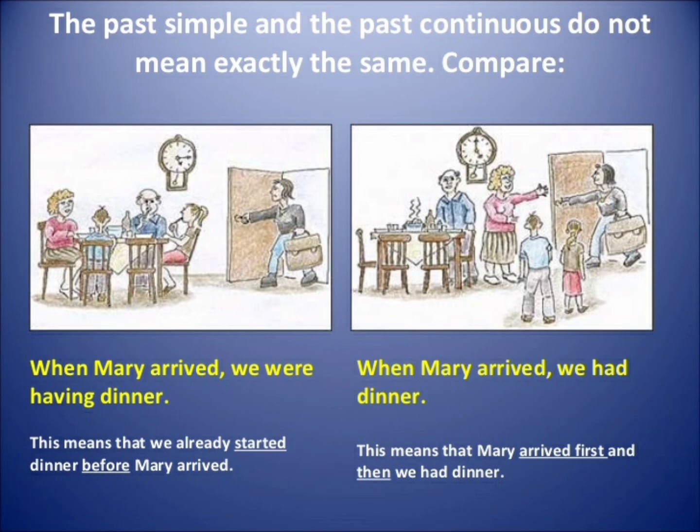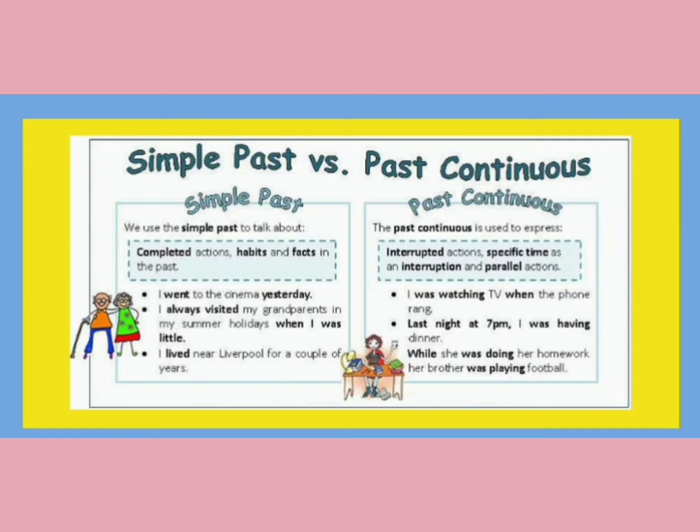The sentences are also different. So when Mary arrived, we were having dinner. It means that we had started our dinner before. Now these are some basic differences between simple past and past continuous.